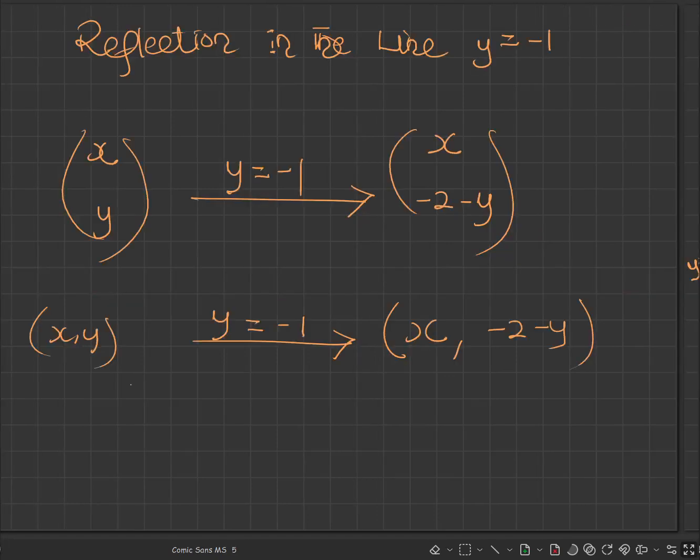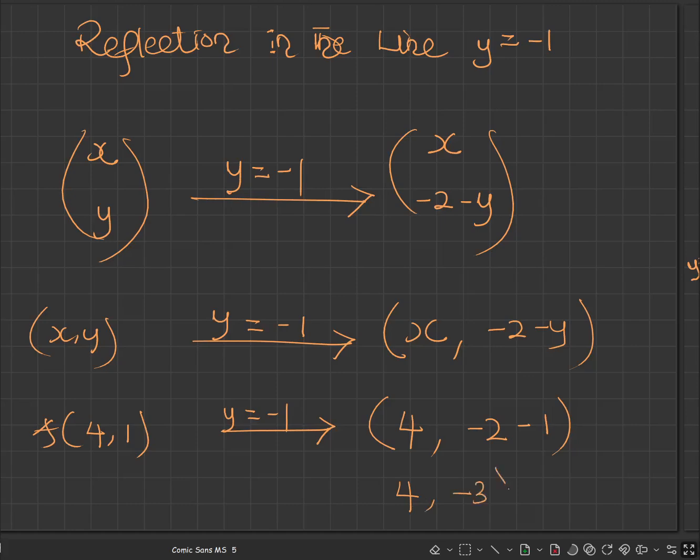So coming back here, we know the point A was given as 4, 1. Hence, if we are reflecting on y equals -1, we said we would have to maintain the x value. So 4, and then for the y value, we write -2 minus y. Remember, this y over here is the initial value of y you have over here. So that is -2 minus 1, and -2 minus 1 gives us -3.